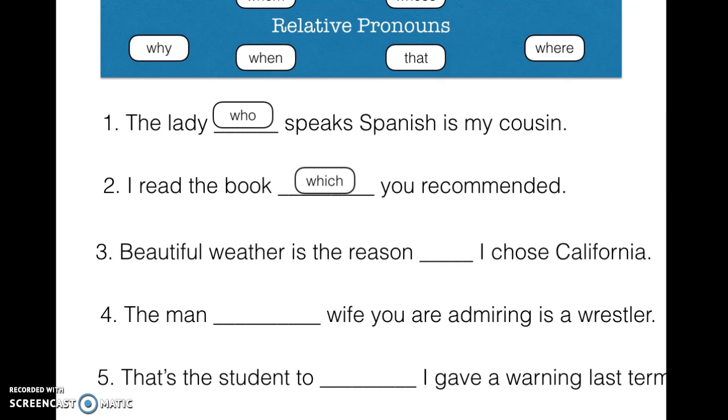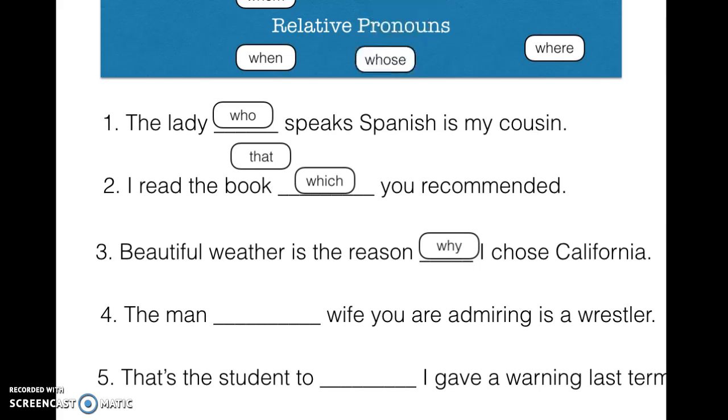Now, if you're speaking casually for people or for things, we can use that. But if you're writing, it's probably best not to use it. It's probably best to use who or which, because it's slightly more formal. For number 3, we have the beautiful weather is the reason why I chose California. Number 4, the man whose wife you are admiring is a wrestler. This shows possession, that he has something.